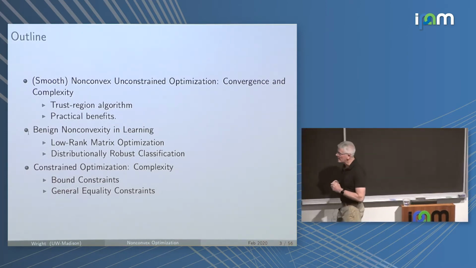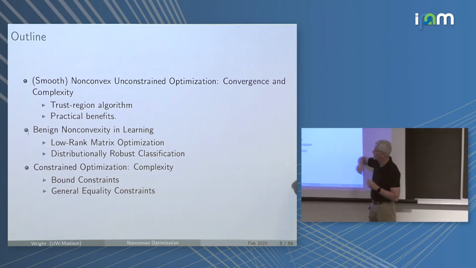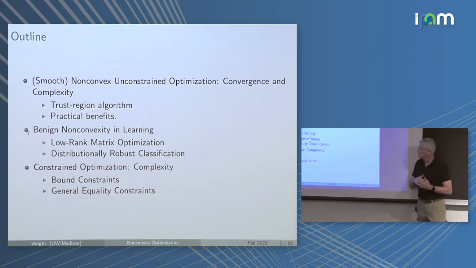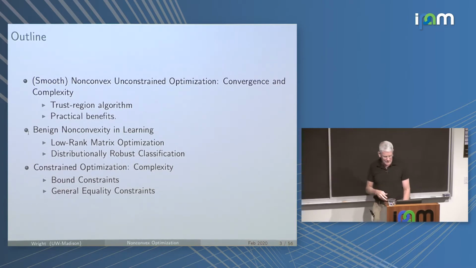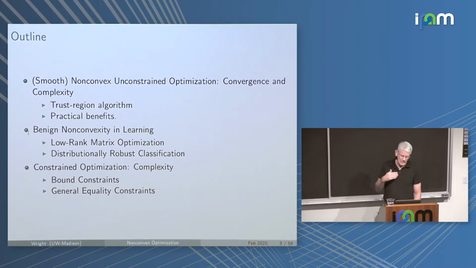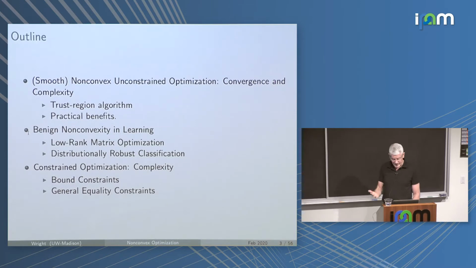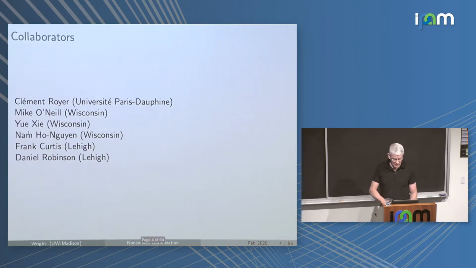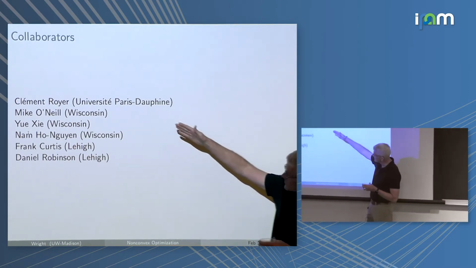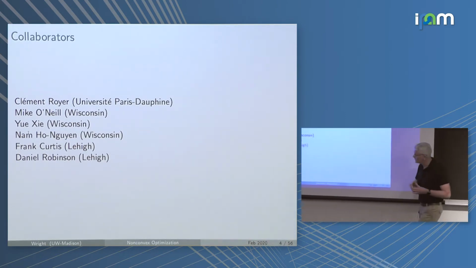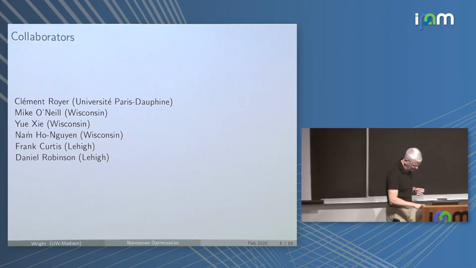So I wanted to talk about two pieces of work we've done in that area where the problems have that characteristic. And if there is time at the end, I'll talk a little bit about complexity theory for non-convex optimization in a couple of constrained optimization classes, namely bound constrained optimization and equality constrained. So this is joint with a bunch of my colleagues and team members at Wisconsin and two collaborators from Lehigh.